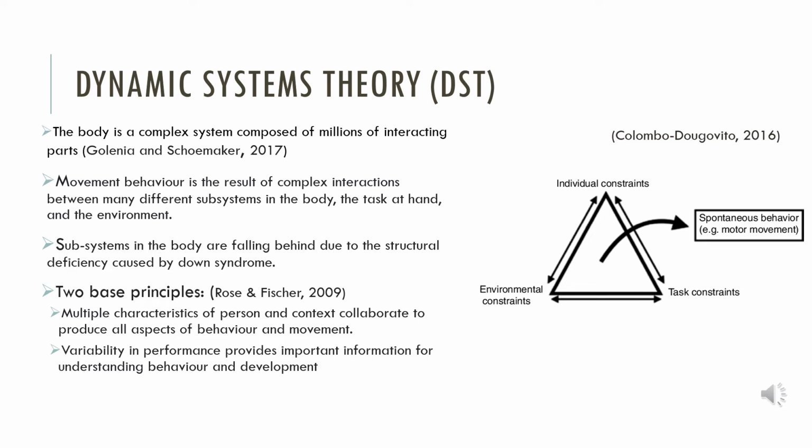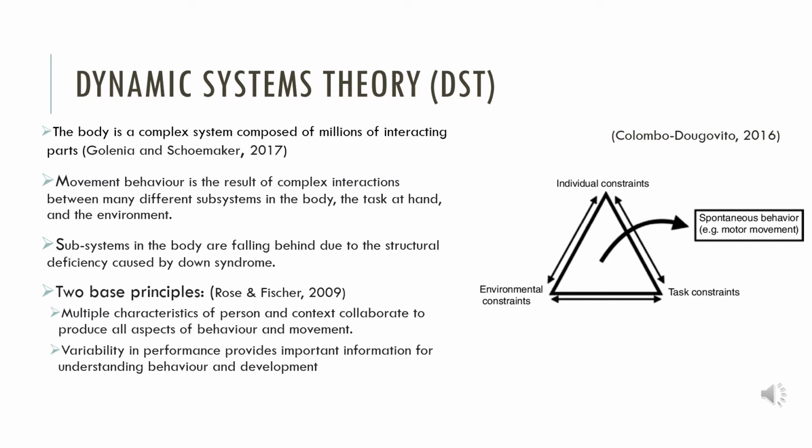In relation to development of motor skills in those with Down syndrome, we can already see that many of the subsystems in the body are falling behind due to the structural deficiency caused by Down syndrome. The brain sends delayed signals to an underdeveloped body that struggles to interact with the task at hand, and without these simple interactions, motor development falls further and further behind.